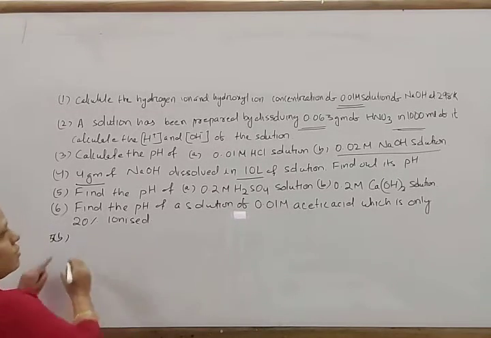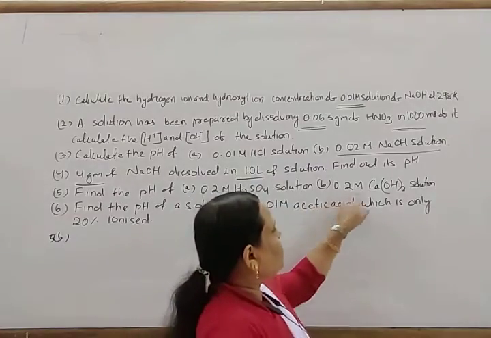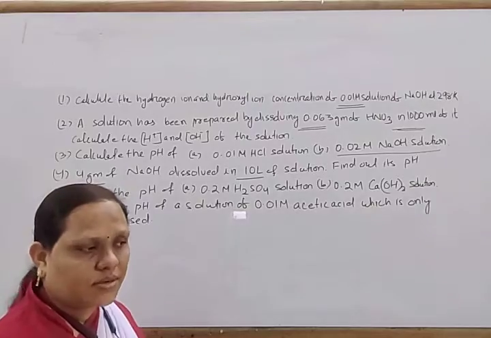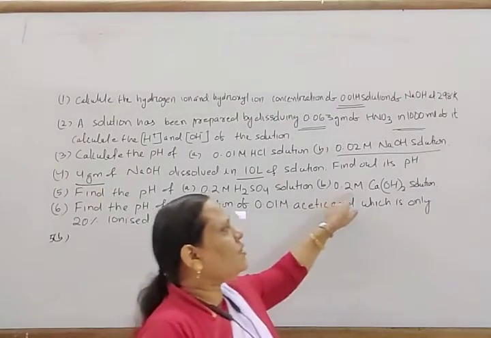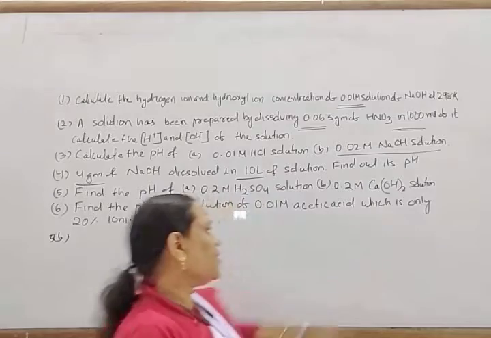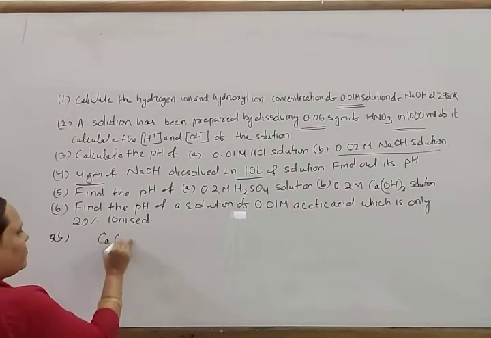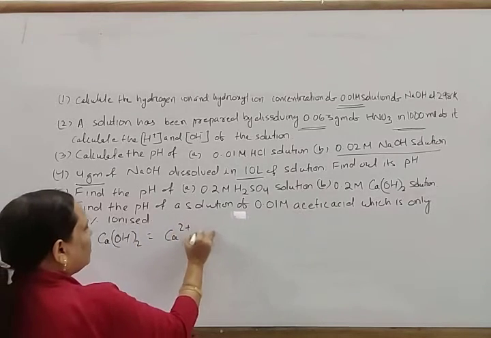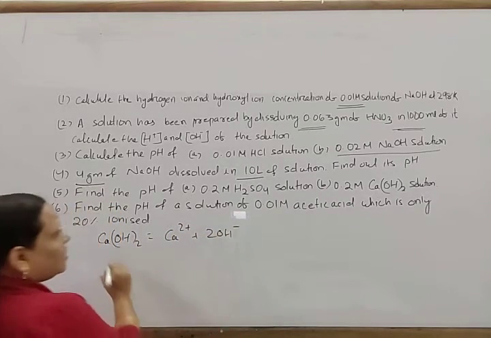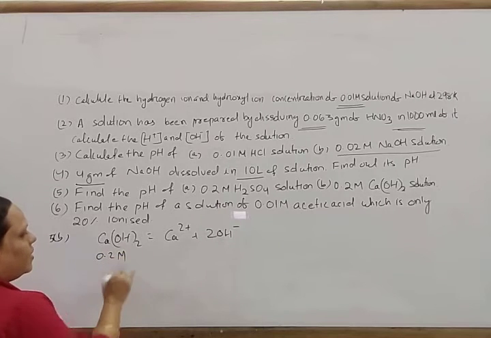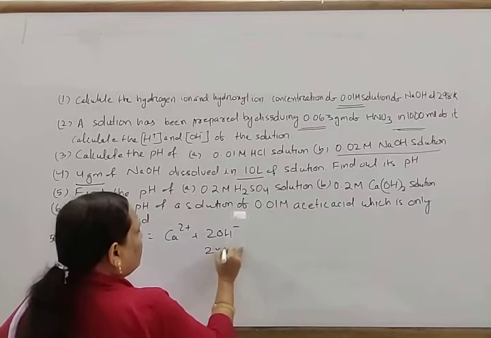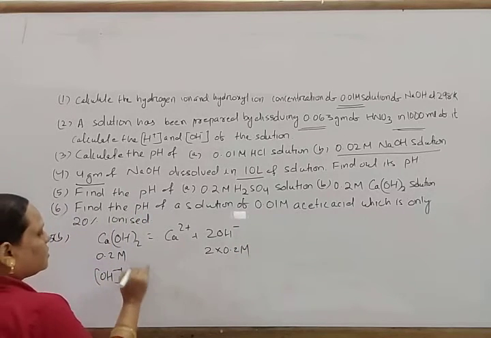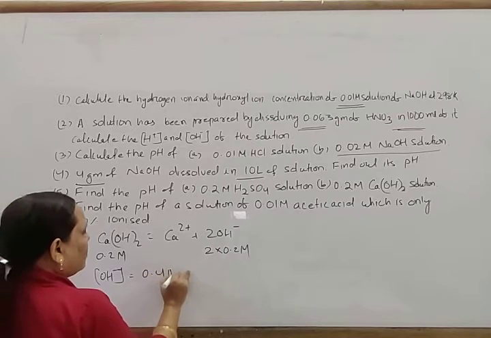Next come to question number 5b. It is given 0.2 M calcium hydroxide. Assume that it is complete dissociation. Actually calcium hydroxide is a weak base, right? But in this condition it is given that it undergoes complete dissociation. So here also the same thing. Calcium hydroxide gives Ca2 plus and 2 OH minus, so it is 2 into 0.2 M. So here the OH minus concentration is 0.4 M.